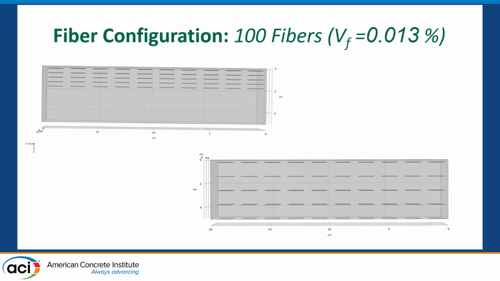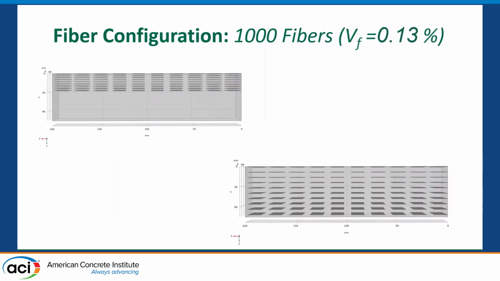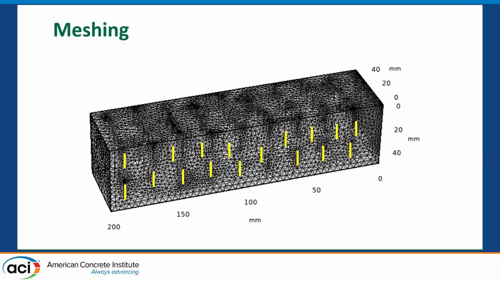And here you will be able to see a fiber configuration for 100 fibers. We changed the fiber dispersion and investigated that. Similarly for 300 fibers and for 1,000 fibers. And for the meshing, a free tetrahedral element type was used with a fine element size to compute this numerical analysis.